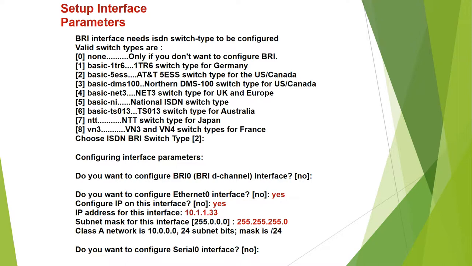Basic TS013 is the switch type for Australia. NTT is the switch type for Japan. VN3 and VN4 are switch types for France. Choose ISDN BRI switch type 2.